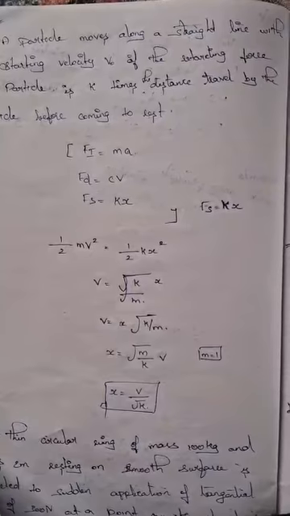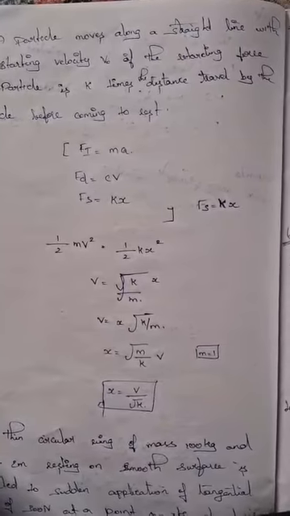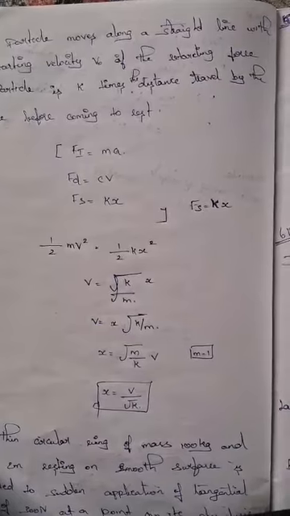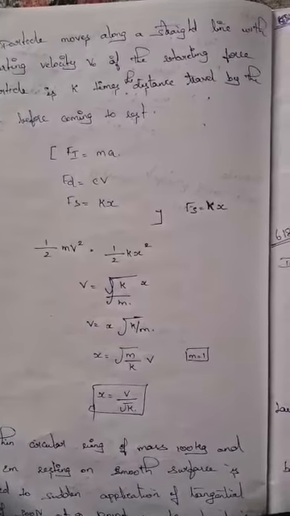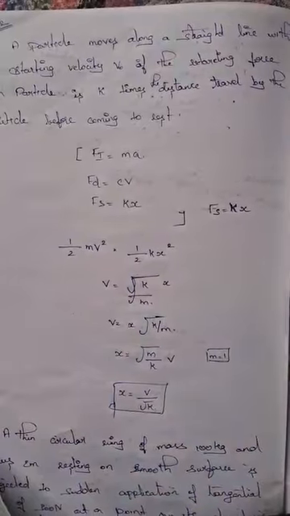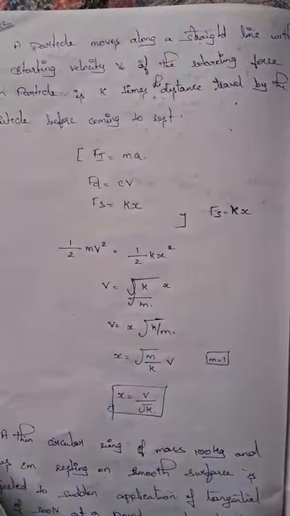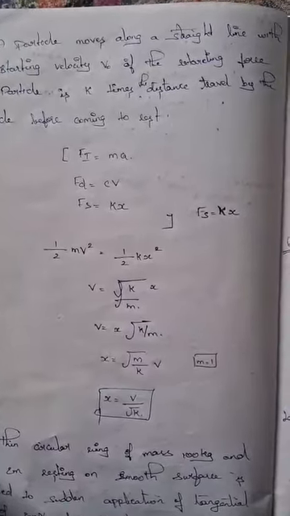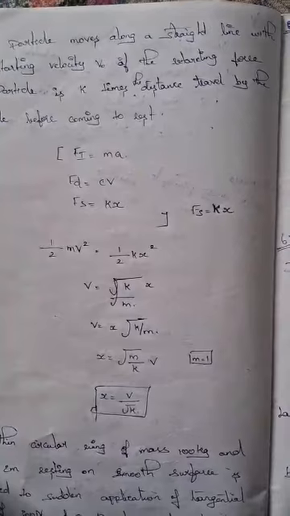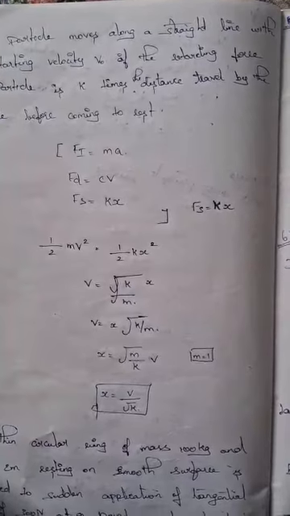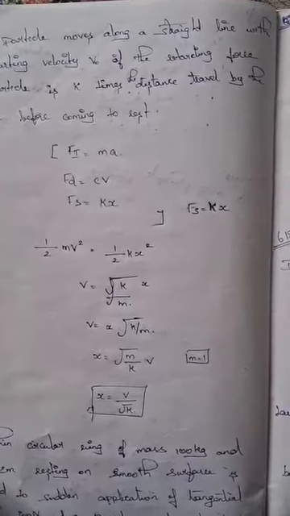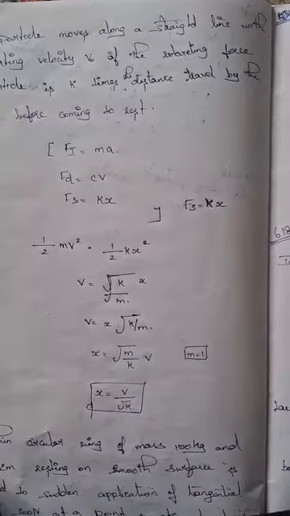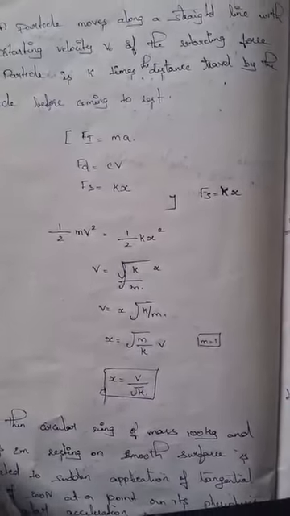V is equal to x root of k by m. X is equal to root of k by m into v. In the question, the particle is starting and coming to rest, so the mass is 1. X is equal to v divided by root of k.